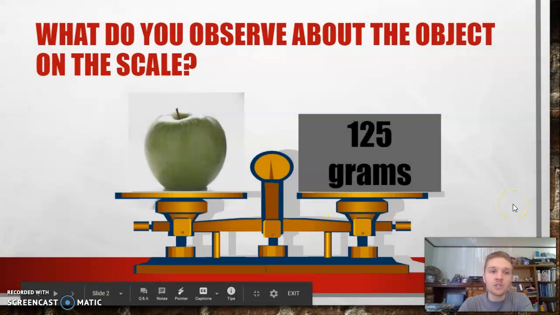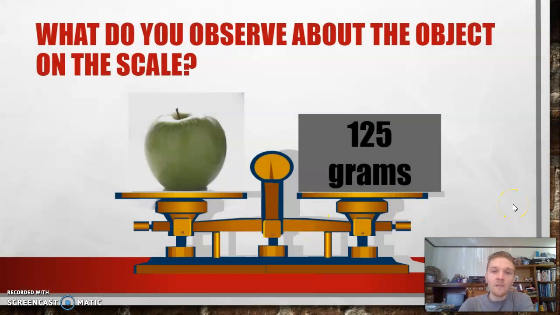All right, so let's look at this picture first. I want to know what do you observe about the object on the scale? So let's make some observations. So I look at the scale. It's a two-pan scale. There's an apple. It's green. It's a little bit shiny. On the other side, we have a block, and the block is labeled 125 grams.